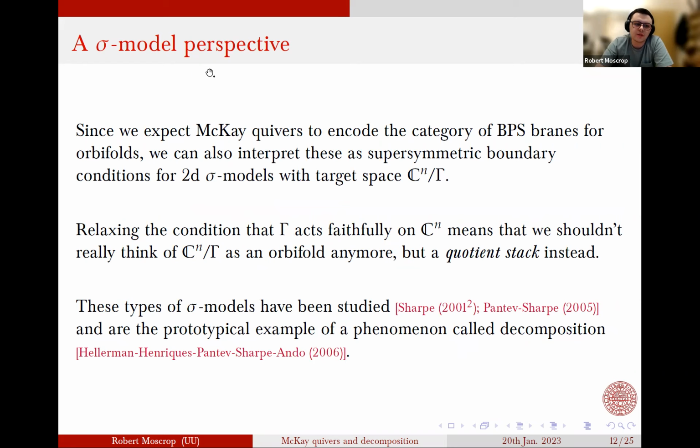So one thing that we wanted to do is reinterpret this in terms of a sigma model, to change the perspective a little bit, because it's known in this case how decomposition works very easily. It's the typical case of decomposition. Since the McKay quivers correspond to the BPS branes of orbifolds, I could also say that these are the supersymmetric boundary conditions for a sigma model with a target space.